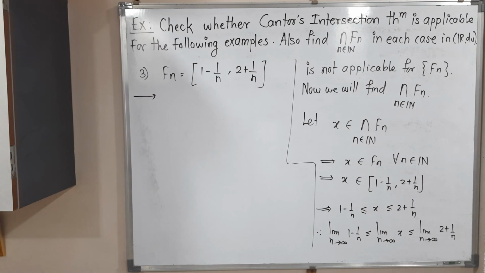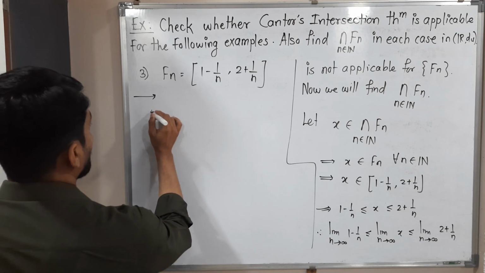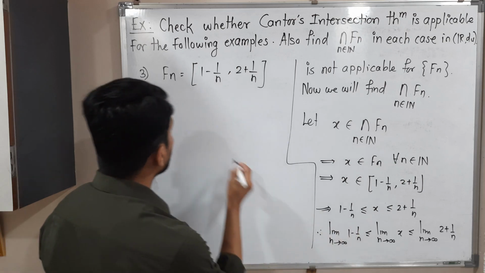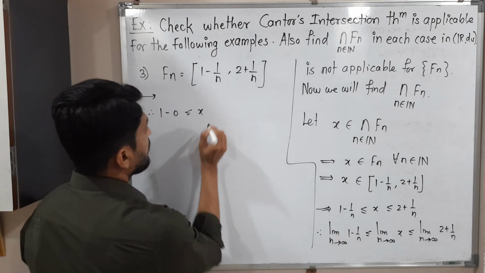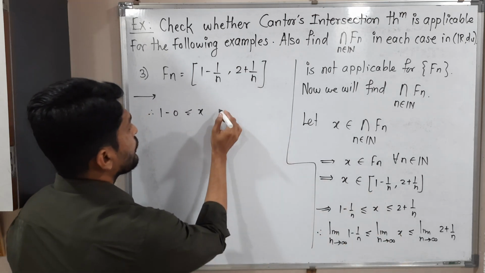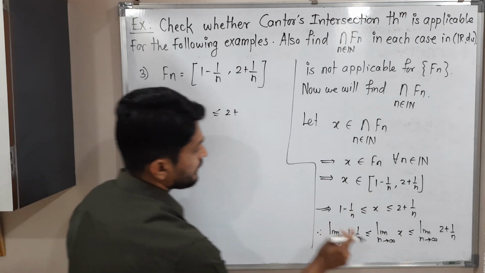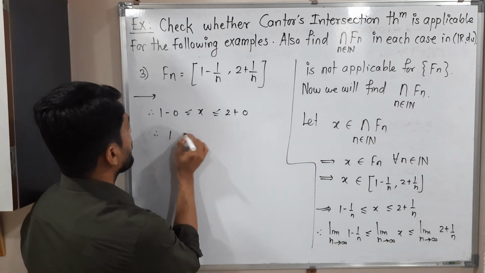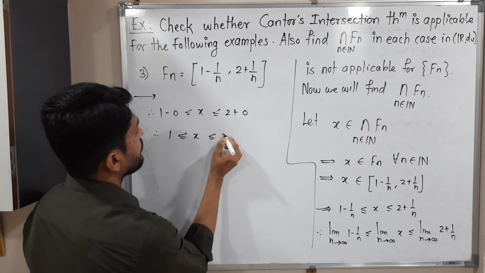So by applying the limit, let us see what we get. 1 is constant, it will be as it is. I am applying the limit here. 1 upon infinity is 0. So 1 minus 0. x is independent of n, so it will be as it is. Less than or equal to 2, which is constant. If you apply the limit, 1 by n will be 0. So that means 1 is less than or equal to x, which is less than or equal to 2.